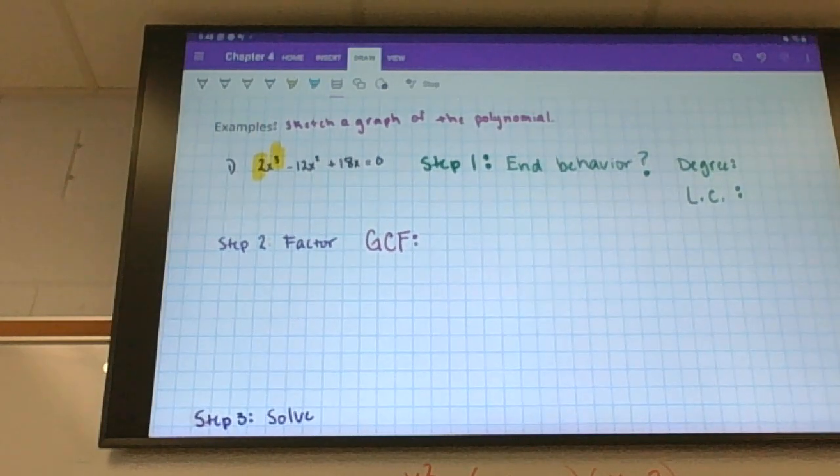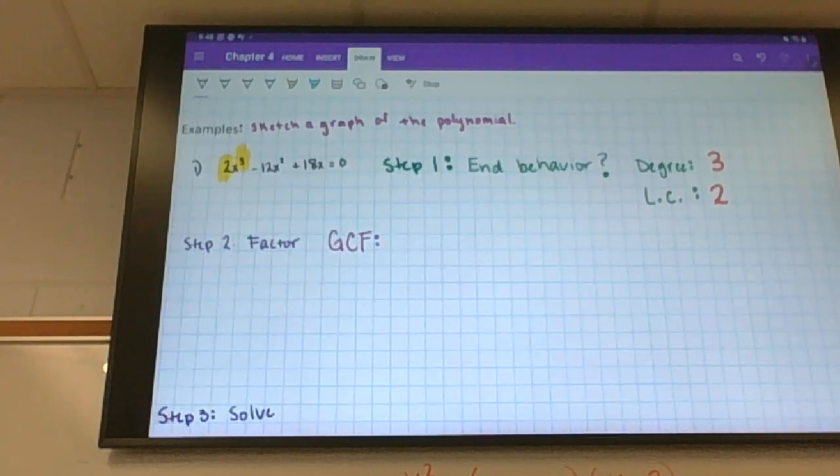Step one is to decide what the ends should look like to get a visual on this. So I've highlighted the numbers that determine the ends. The degree is 3. The leading coefficient is 2. So this is an odd positive graph. So that means it's going to have opposite ends. It's going to start low and end high.